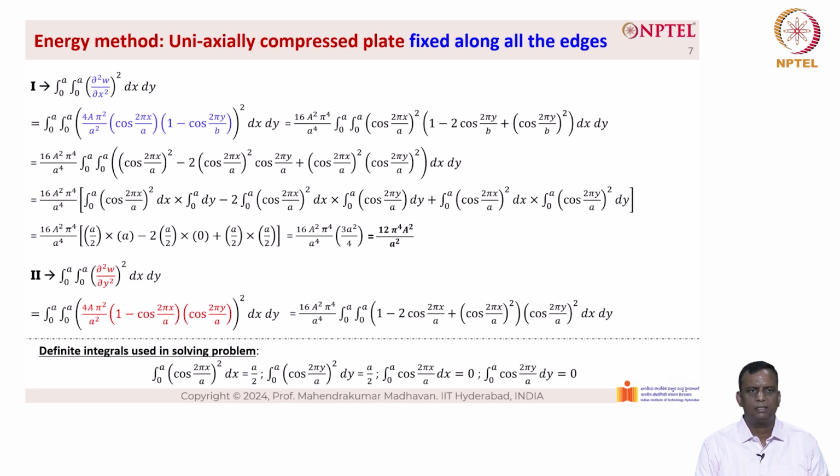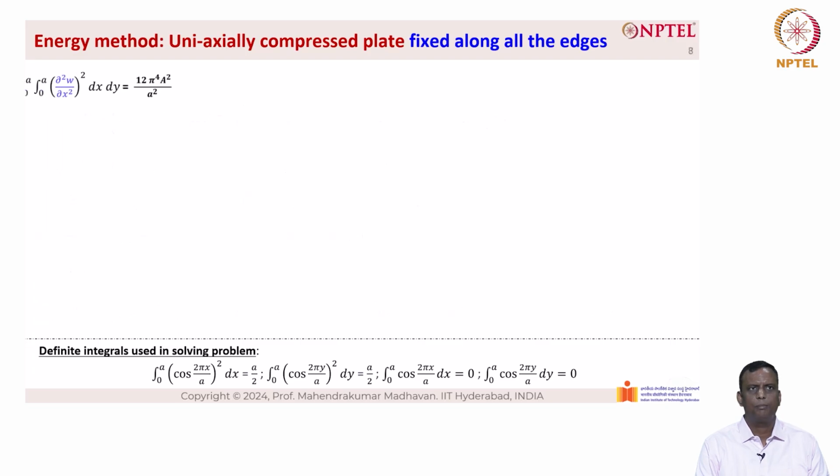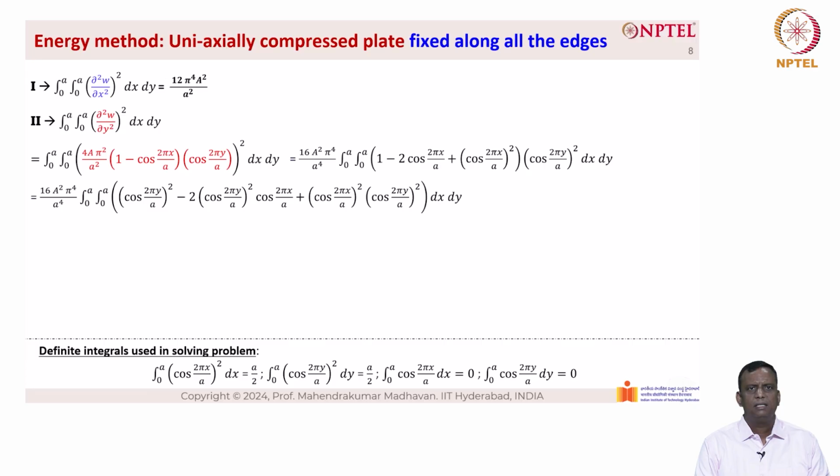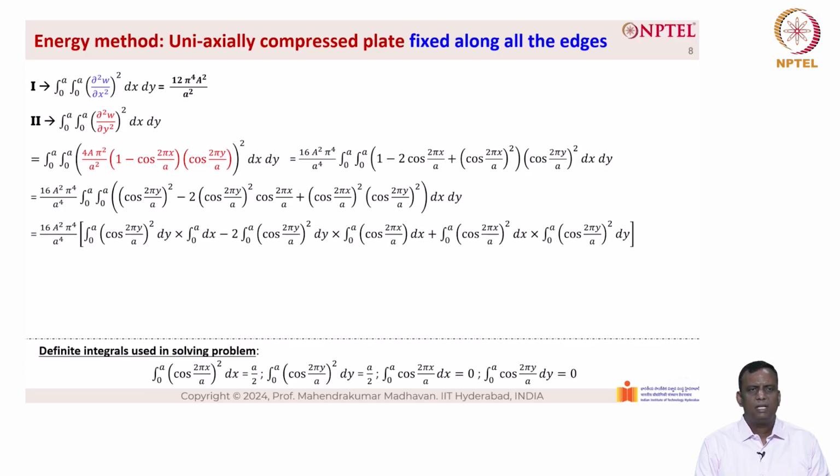We are expanding the term 1 minus cos 2 pi x by a as a square minus 2ab plus b square, and then we are taking this cos 2 pi by a the whole square term inside. So, we get a bigger equation here, and you can see that this again can be done the same way as we have done previously. We split these two double integrals into two single integrals.